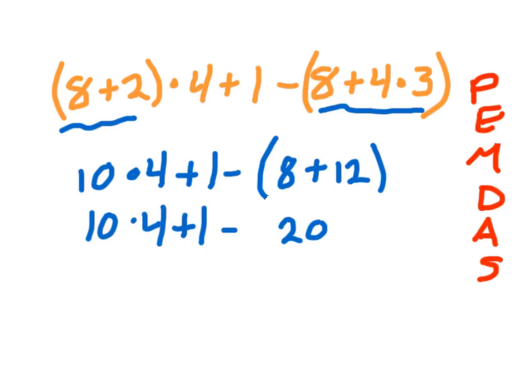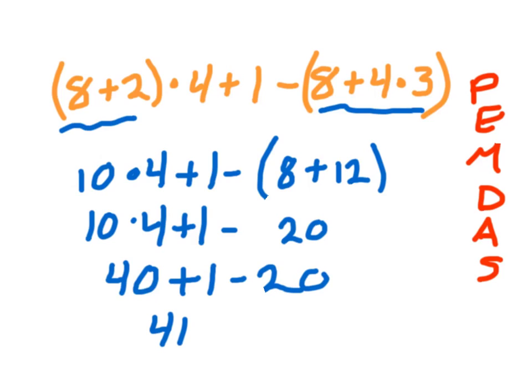So I have to do this multiplication. I can't add this here. You might be tempted: 4 plus 1 is 5. That's wrong. You have to do the multiplication. 10 times 4 is in fact 40 plus 1 minus 20. And now I can go 41 because of my addition. That's my addition, the next thing I have to do. 41 minus 20. And of course, the final answer is 21.